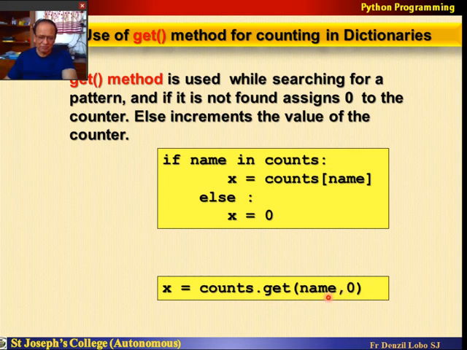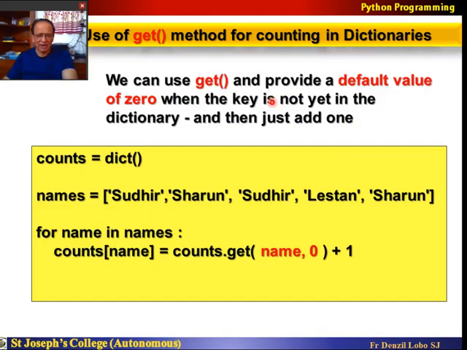So if the name doesn't appear in this list, it assigns 0. Otherwise, it assigns the value of this name in the dictionary counts. So if counts contains a particular name, if it is present, then it will give how many times it is present. Otherwise, it is going to give you zero. So that is the thing. So let us see how we are going to use this get method in finding out or incrementing the value of particular keys in a list.